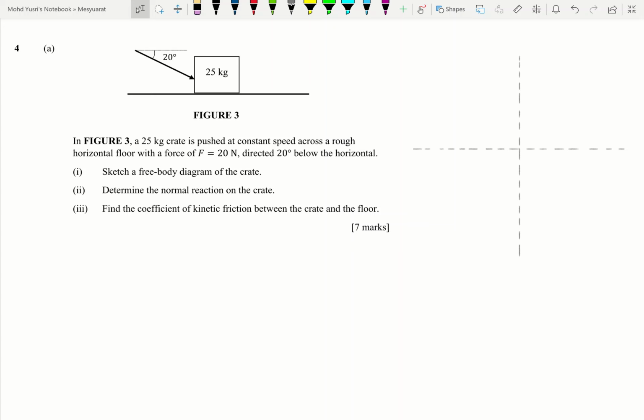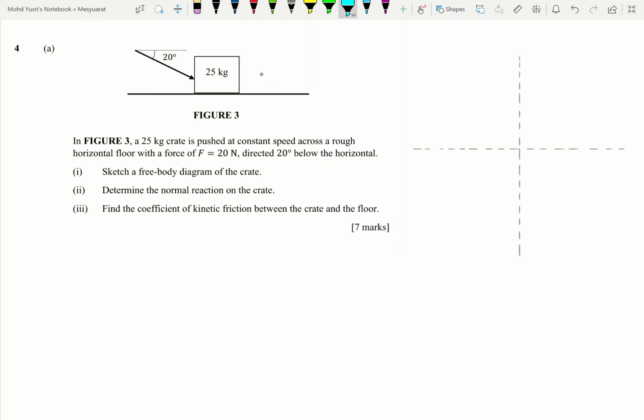Soalan nombor 4 adalah soalan daripada chapter 4 berkaitan dengan forces. Markah yang diperuntukkan untuk soalan question 4 adalah 12 markah. Ini merupakan soalan yang kedua tertinggi markahnya yang diperuntukkan dalam soalan exam DP014. Soalannya berbunyi, in figure 3, a 25 kg crate is pushed at constant speed across a rough horizontal floor.